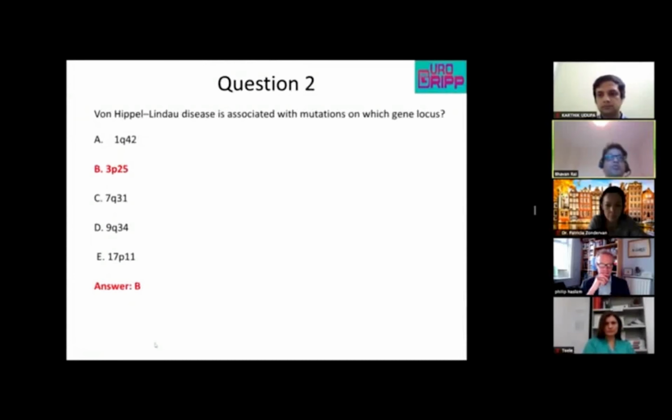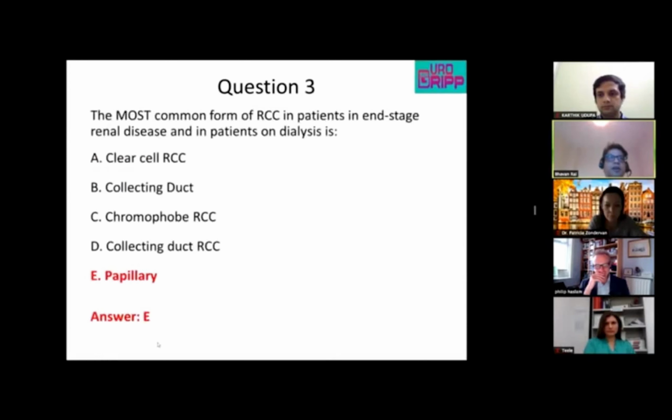The next question was, what is the mutation on the gene locus for VHL? And the answer was B, 3p25. The next question was, what's the most common form of RCC in end-stage renal disease? In patients on dialysis, it is papillary RCC, and the second highest is chromophobe.